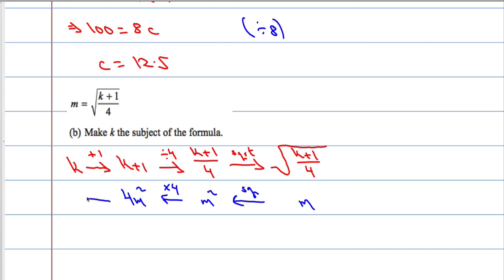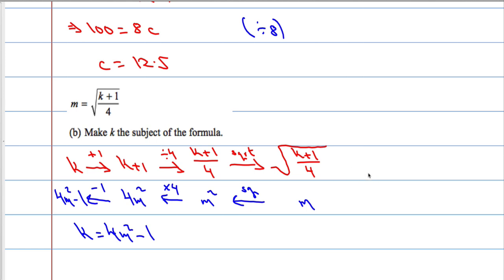And then instead of adding 1 on, I would have to take 1 away. So I would get 4m squared take away 1. And this expression is going to equal this expression. So k is equal to 4m squared take away 1. And there we have it. K is now the subject of the formula.